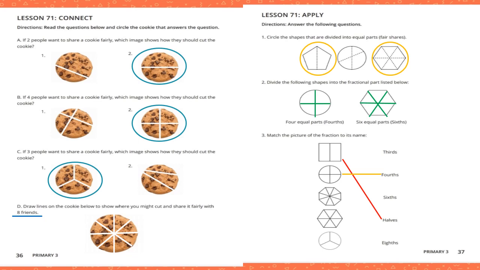Fourths. Here I have 1, 2, 3, 4, 5, 6, 7, 8. So I have 8 equal parts, so they are eighths. Here I have 6 equal parts. Sixths. Here I have 3 equal parts, so they are thirds.